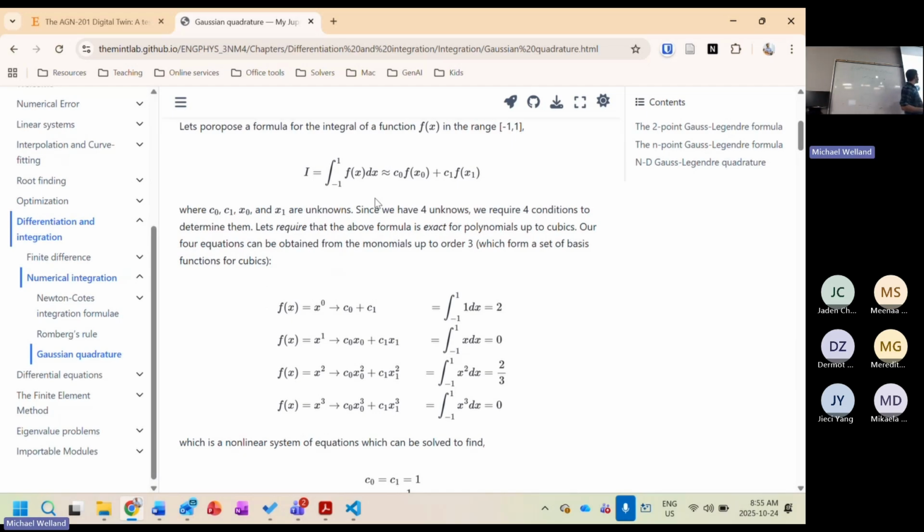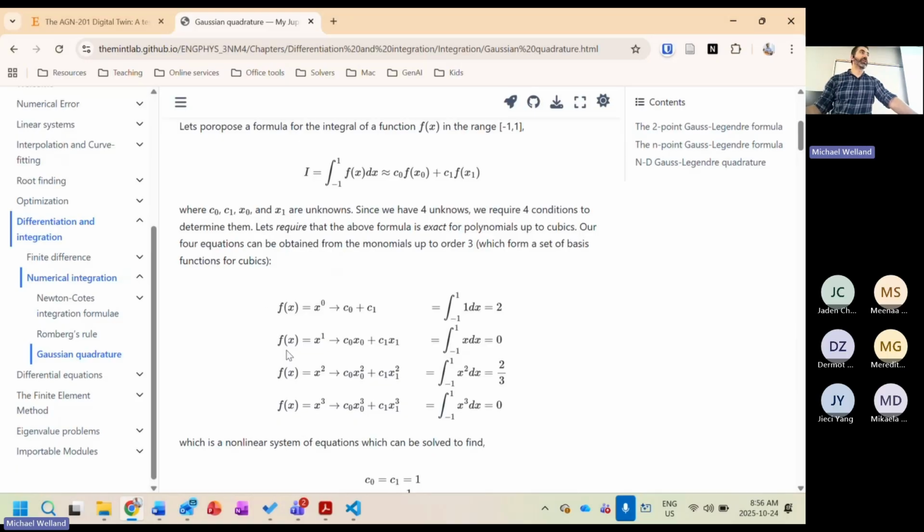Function number 1 is going to be f of x is equal to x to the power of 0. So our first monomial is a 0th order monomial, which is x to the power of 0. X to the power of 0 is always 1, by convention. You plop that in here. This is your equation, and you compare that to the exact integral. Integral from -1 to 1 of the number 1 is very simply 2. So this is our first line of information.